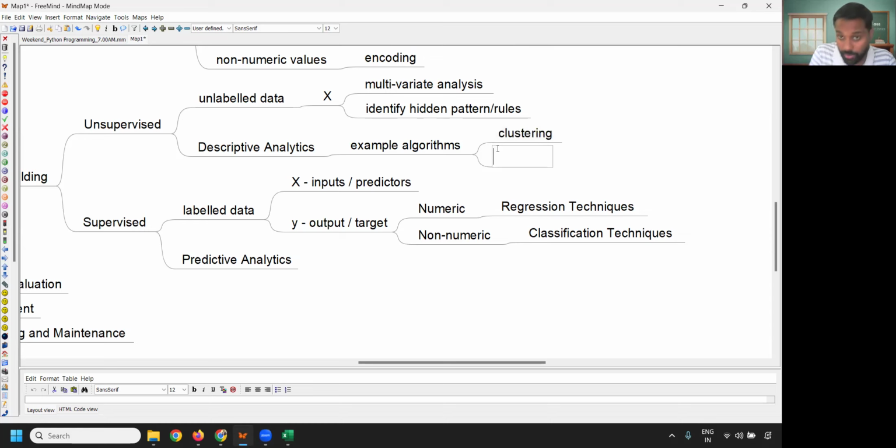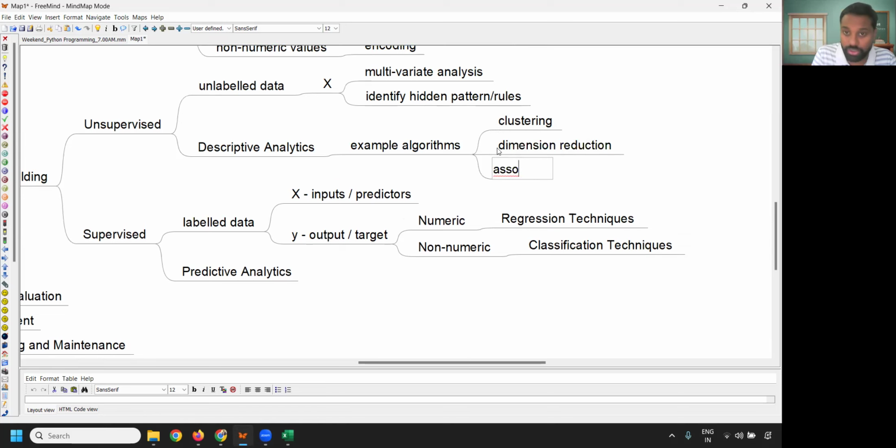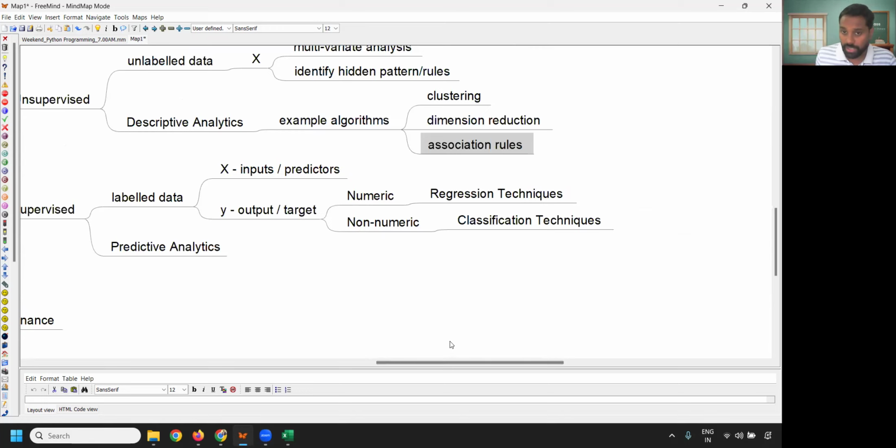I already talked about it, right? Dimension reduction. We can talk about association rules. So these are typically the examples. And when we talk about predictive analytics, what examples can you think of?